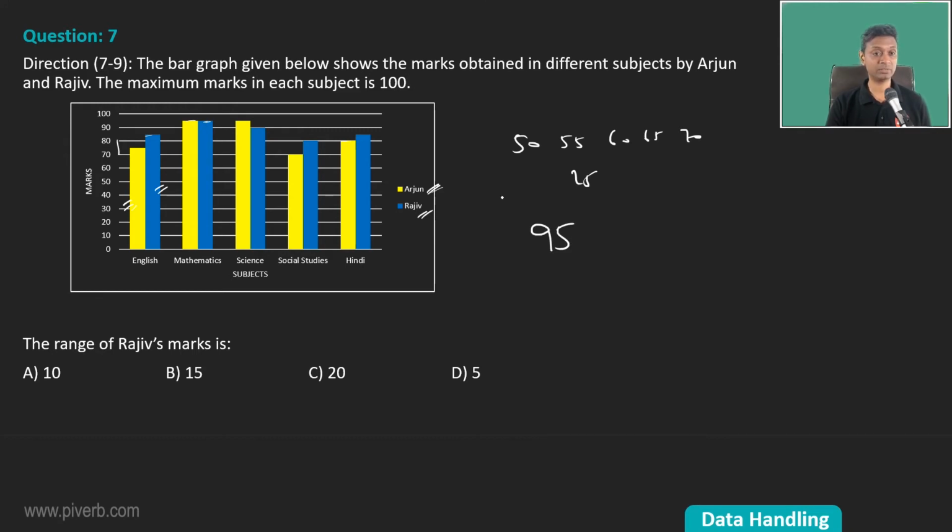That is 95. Smallest, this is 85, 95, 90, 80. 80 is smaller. So far, this is the lowest. So again is 85. The lowest is 80. 95 minus 80 is 15. Highest minus lowest equals range.